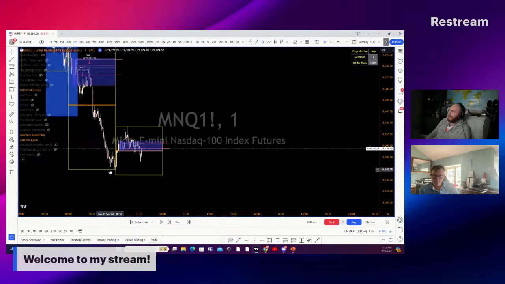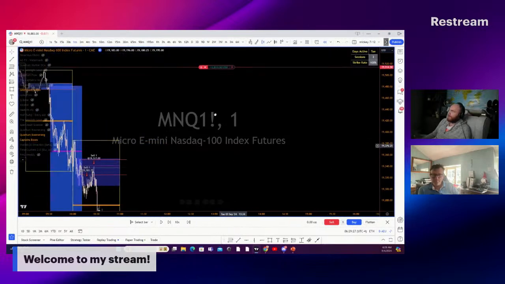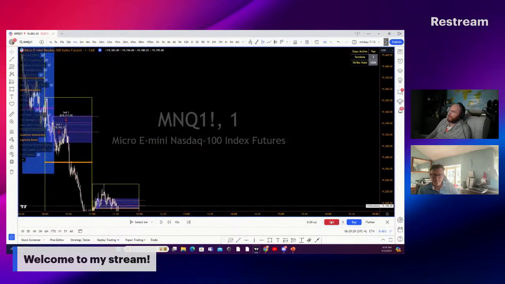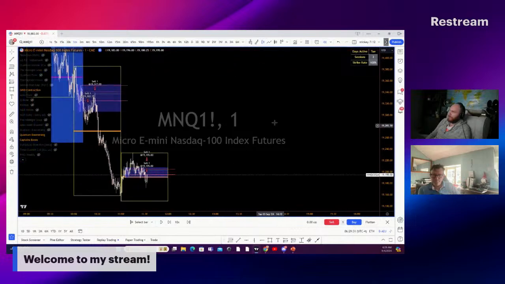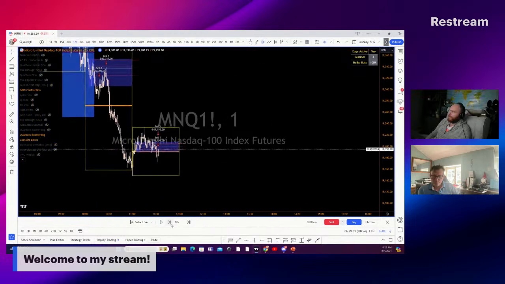Now, did we take out previous hour low? Are we below previous hour midpoint? We have 10 micros to engage with. We can sell a couple more.